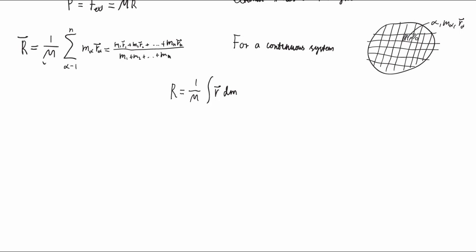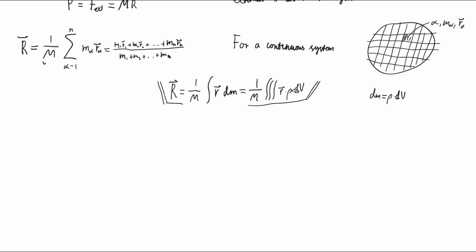Now, integrating over the mass is perhaps not the most convenient thing you can do. It's easier to integrate over space, but we know that each of these little pieces of the mass have the property that their mass equals the density times their volume. So 1 over m becomes the triple integral of r times rho dV, like that.